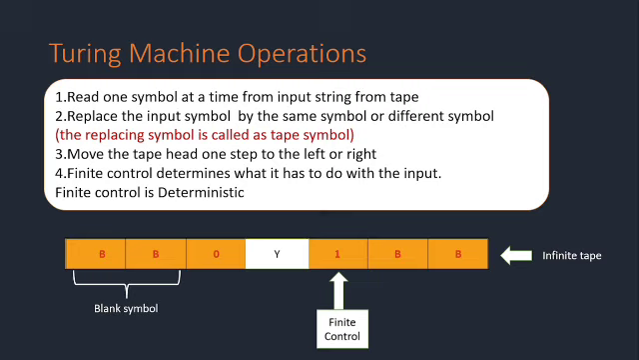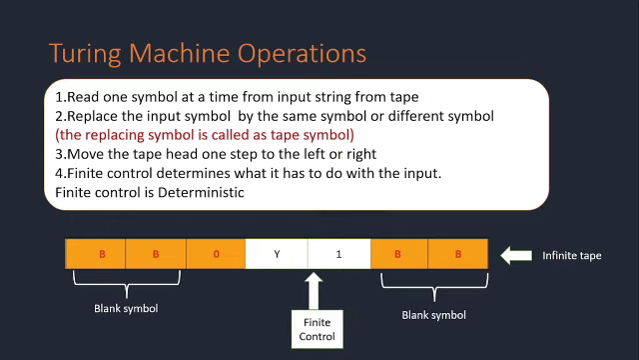That means this head can move either to the left side or right side. In this case I am moving to the right side. Now I encounter an input symbol 1. When I see 1, either I will be replacing 1 by 1 itself, or 1 can be replaced by another symbol. In this case I am replacing 1 by 1 itself. On the right side also you have blank symbols here. Now I will be moving in the left direction. So this is how this Turing machine operates.